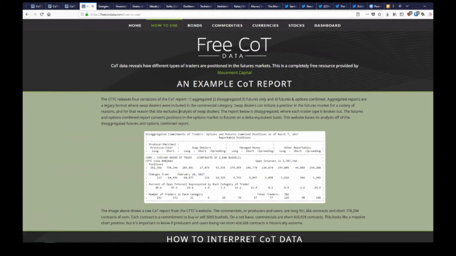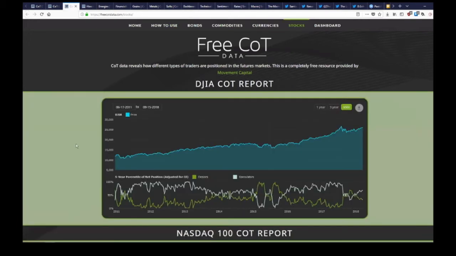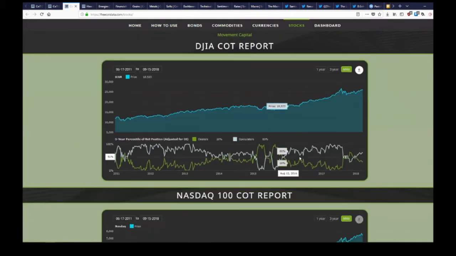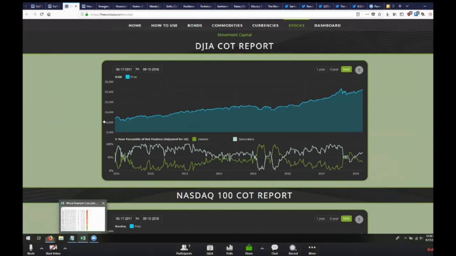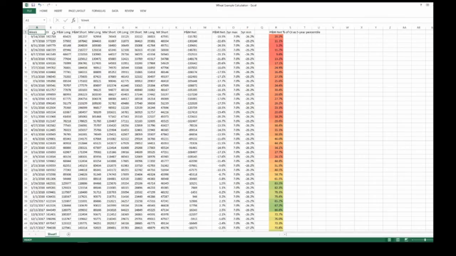It doesn't mean anything to me, because I need to know if that number is extreme or not relative to the past. So basically the main metric I'll look at is called a 5-year percentile. All it does is normalize the net positioning relative to the past couple of years. But I think it's important to show people how I actually reach that number, so here's a walkthrough of it.